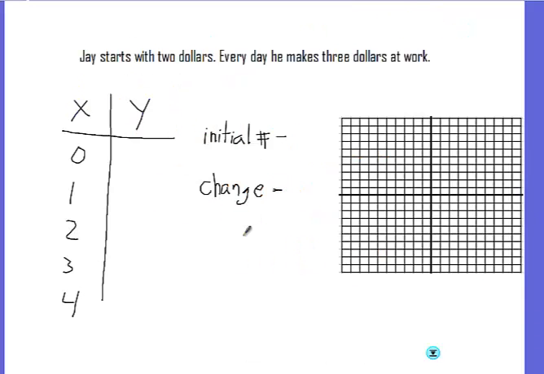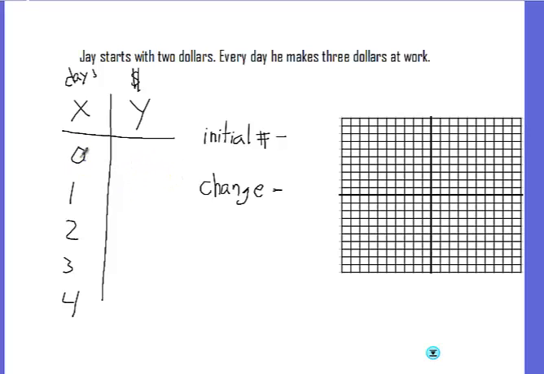All right, so let's leave this problem. We have our friend Jay, and he starts out with $2. Every day he makes $3 at work. We're going to use a table to figure out how much money Jay is going to have down the road. Let's say that x stands for the number of days, and y is the amount of money he has. So we're going to have a little XY table to tell us how much money Jay is going to have in x number of days.